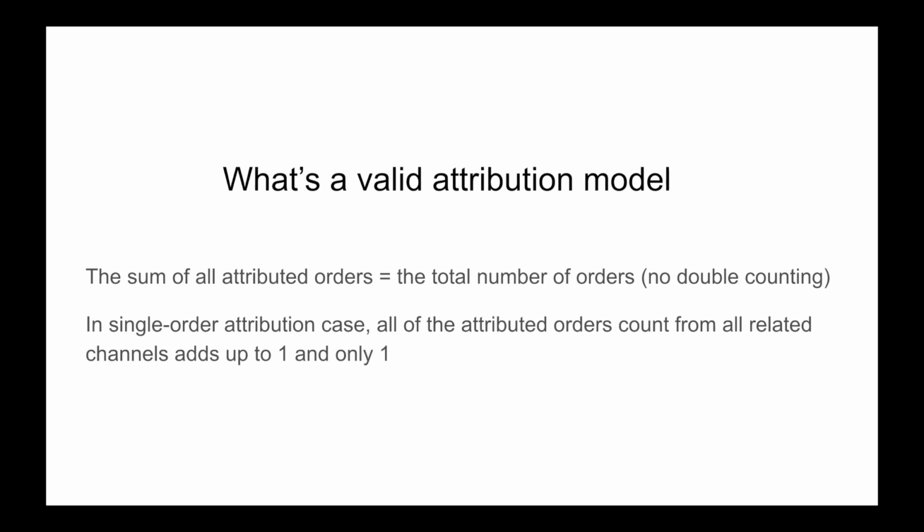In a valid attribution model, the sum of all attributed orders across all different platforms should equal the total number of your orders during that time period. And in a single attribution case, so if we just think about one order, every channel should take some credit, but the sum of all of these channels' credit should add up to 1. So Facebook might take 0.4, Google might take 0.5, Direct might take 0.1, and they all add up to 1. And when that happens, we consider that a valid attribution model.